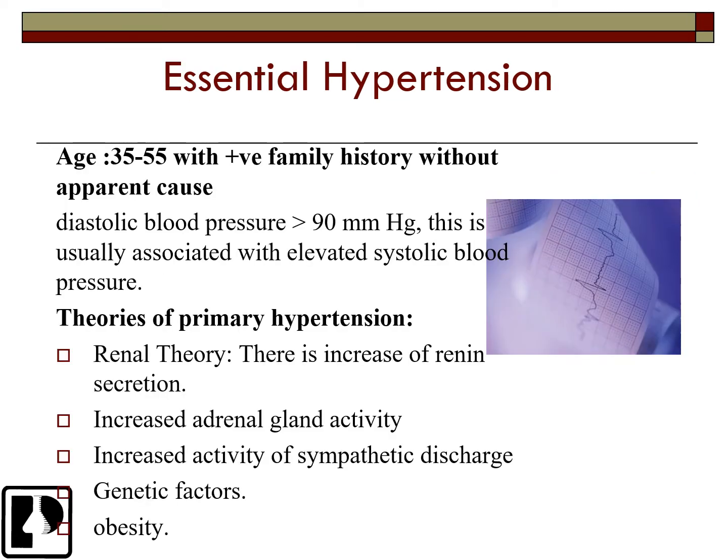We differentiate hypertension into two types: essential hypertension and secondary hypertension. What do we mean by essential hypertension? Essential hypertension is with no obvious cause. Usually this occurs between the ages of 35 to 55 with positive family history without any apparent cause. Diastolic blood pressure is usually more than 90 millimeters Hg, and this is usually associated with elevated systolic blood pressure.